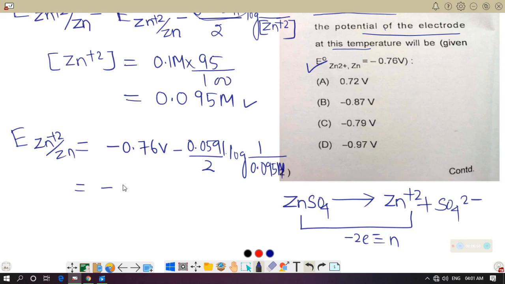When you solve all these values in a simple calculation, we will reach the final answer, minus 0.79 volt, which is option C. Option C is the correct answer. Here question number 6 is solved.